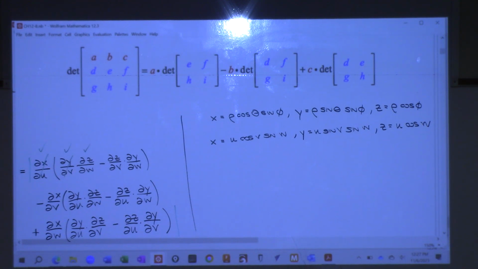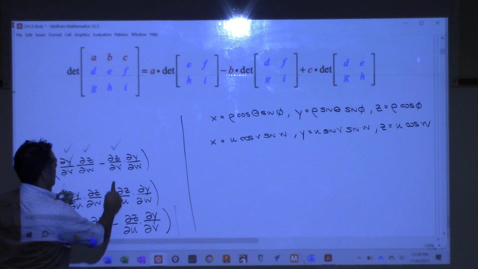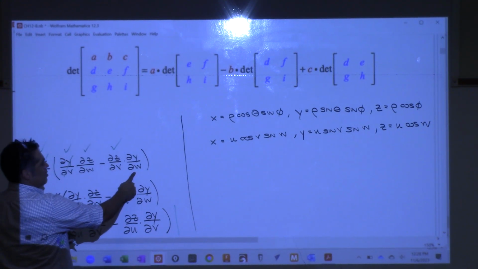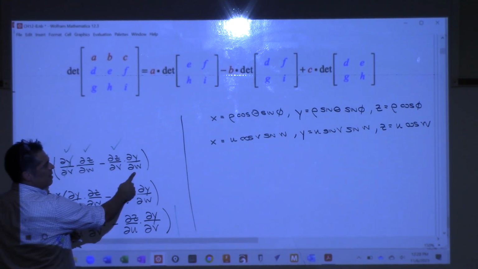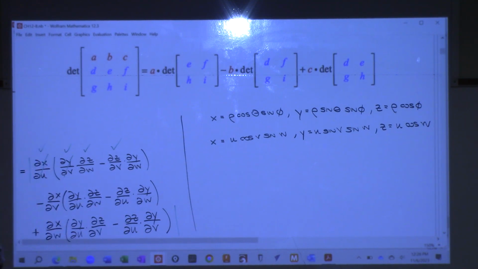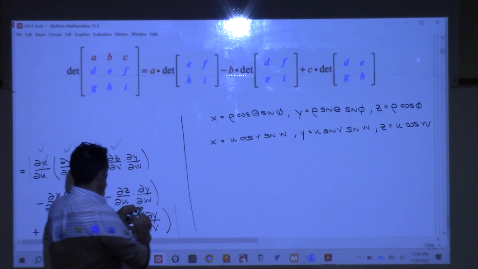Partial z with respect to v. Zero. Finally something nice. Zero times, who cares, right? This is zero. Okay, this one though, let's just do it. Partial y with respect to w would be u sine v cosine w. All right, we are one third of the way there.